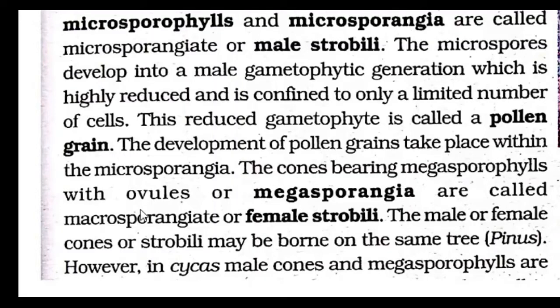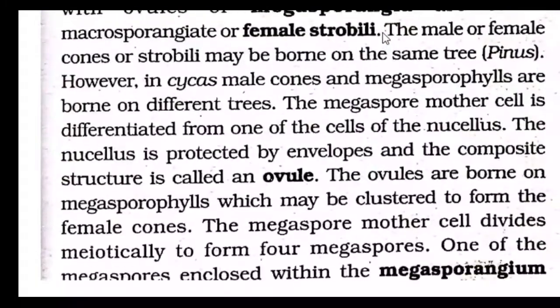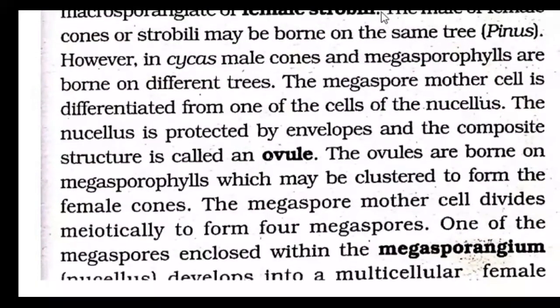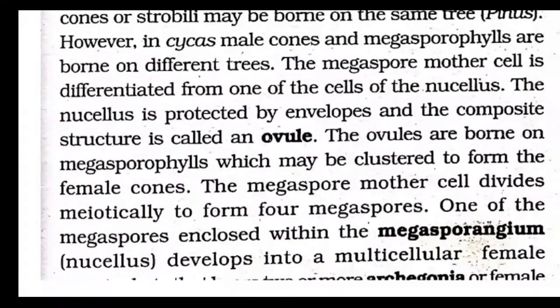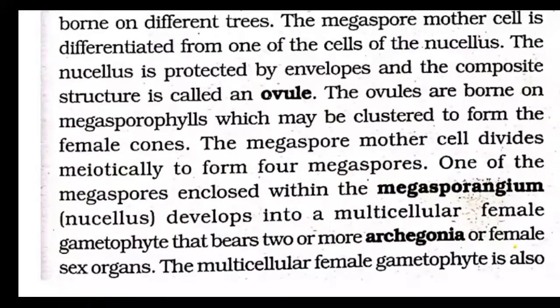The cones bearing megasporophylls with ovules or megasporangia are called macrosporangiate or megasporangiate or female strobili or female cone. This topic is very simple, nothing to worry about. We are going to learn about it in detail when we explain from the material. You only have to understand that two types of spores are there: microspores and megaspores. The microspore, the highly reduced one, is known as the pollen grain. Where is it formed? The pollen grains develop within the microsporangia.